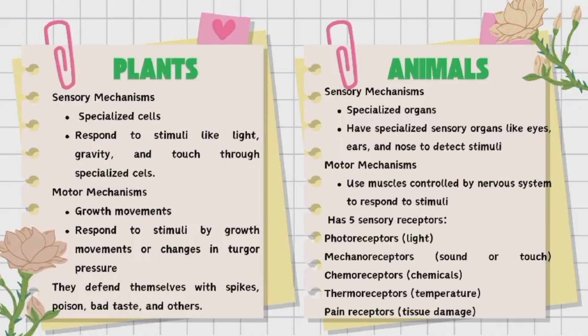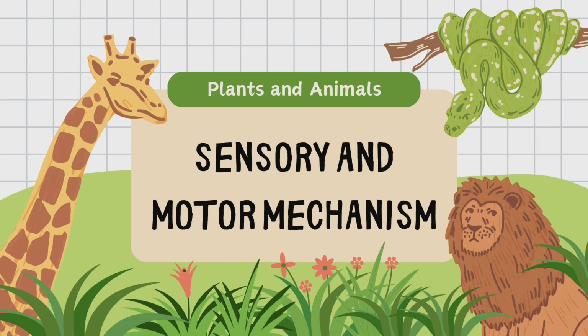And all of these work together para makahelp sa animals, including us, humans, para makasurvive by sensing danger, finding food, and interacting with the environment. So overall, both plants and animals have sensory and motor mechanisms that help them survive and adapt. In animals, involved siya sa brain and nerves, while in plants pod, they use hormones and natural reaction to respond. That's all for our report.